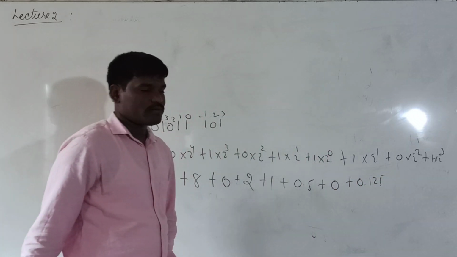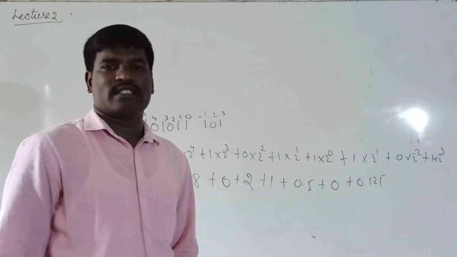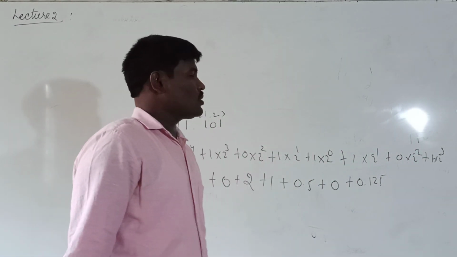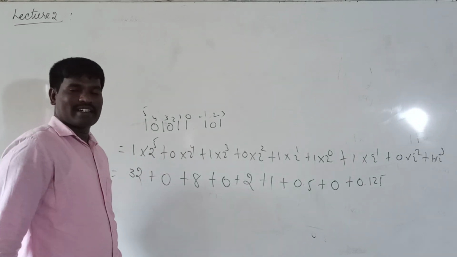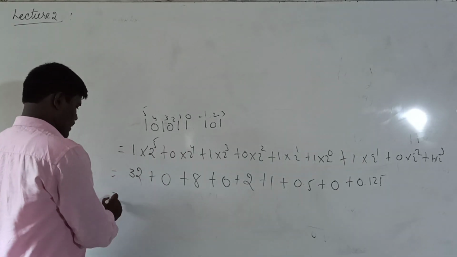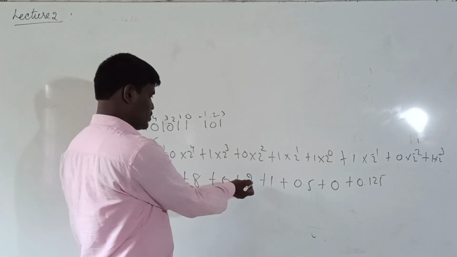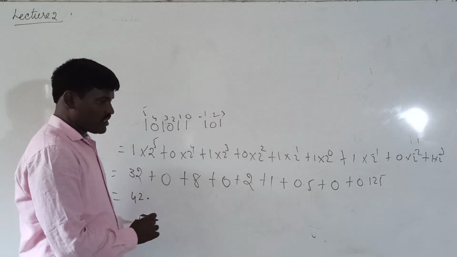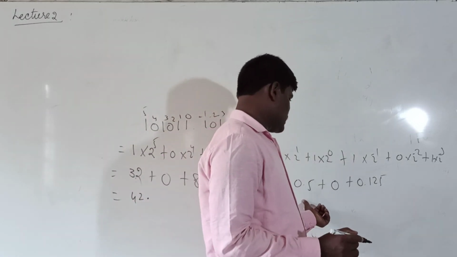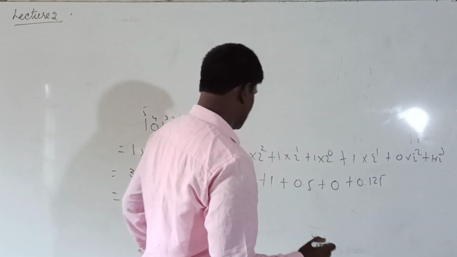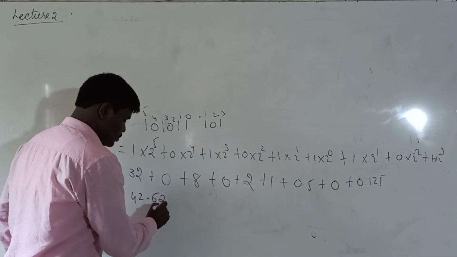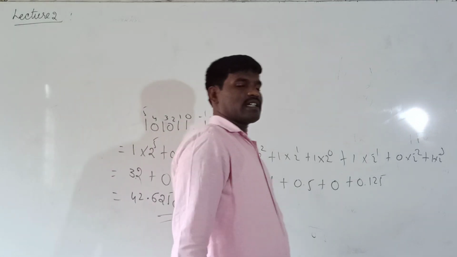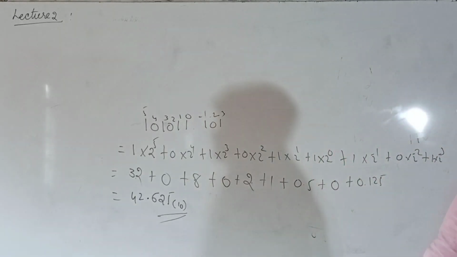0.125, because 2 raised to minus 2 is equivalent to 1 by 4, that is 1 divided by 2 to the power of 2, into 0 means again we will get 0. So here 32 plus 8 plus 2, 42.0.5 plus 0.125, that is 0.625. So this is the method for converting the binary number to the decimal number system.